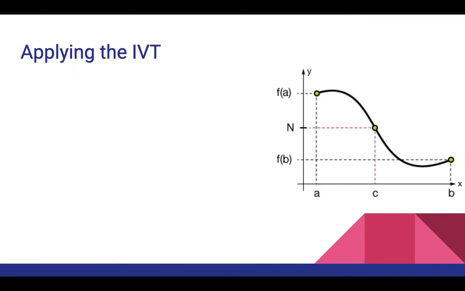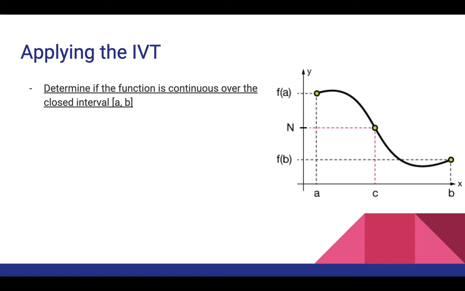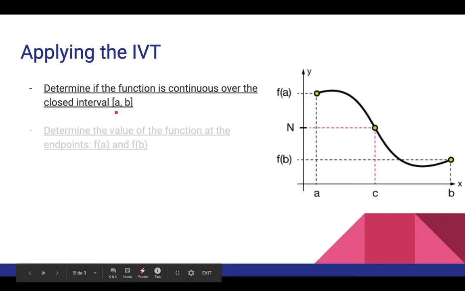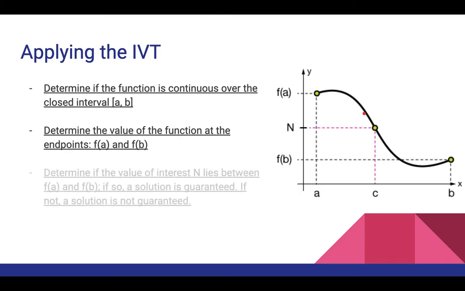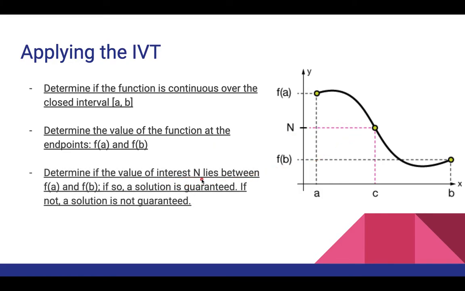So, applying the intermediate value theorem, the steps we want to follow are: first, determine if the function f is continuous over the closed interval of interest, as that is the condition for the intermediate value theorem to apply. Next, determine the value of the function at the endpoints, f of a and f of b. And lastly, determine if our value of interest lies between f of a and f of b. If so, a solution is guaranteed. If not, a solution is not guaranteed. A solution could exist, but it's not guaranteed.